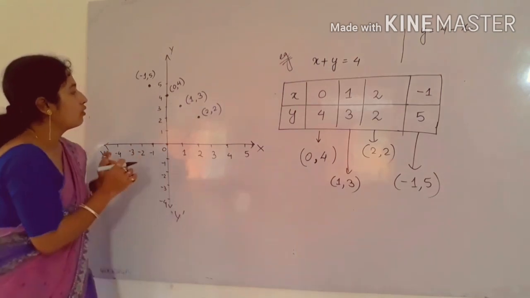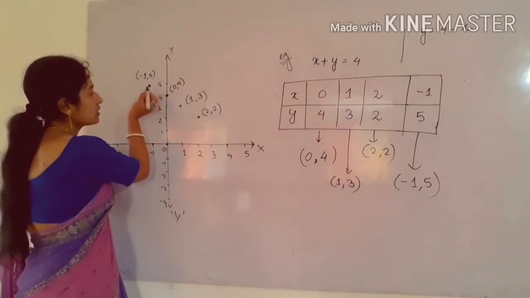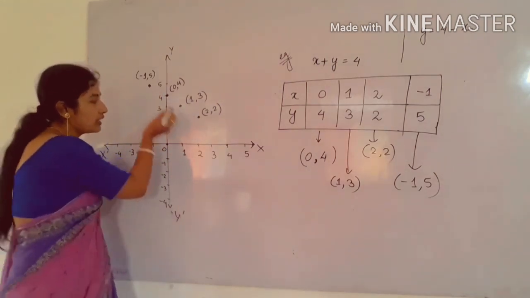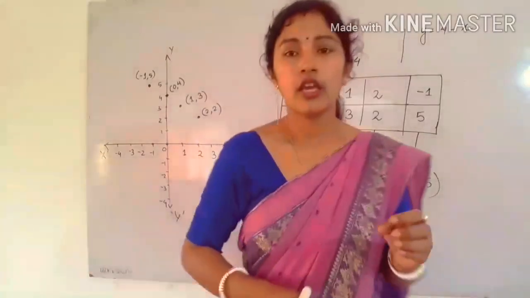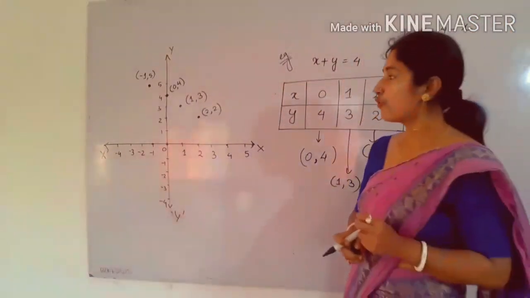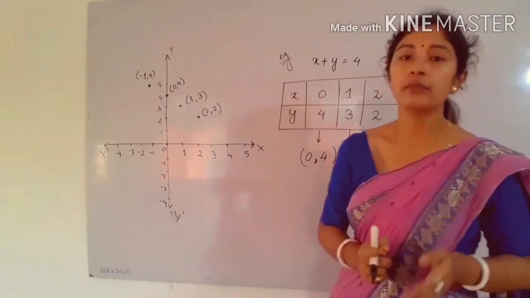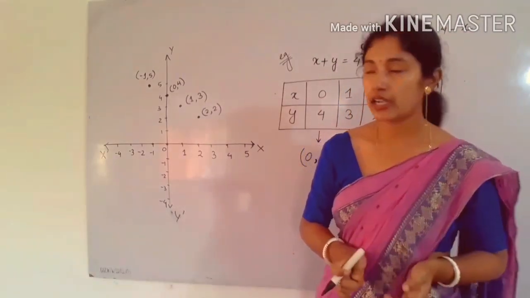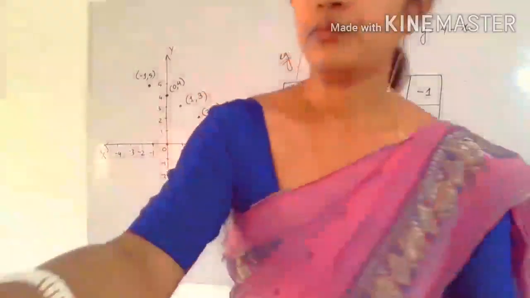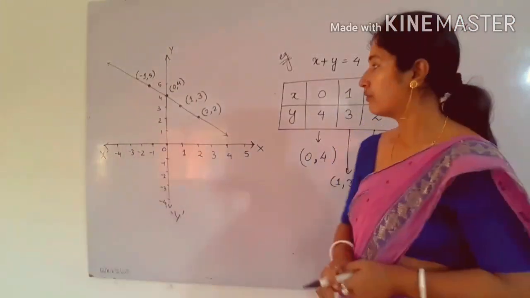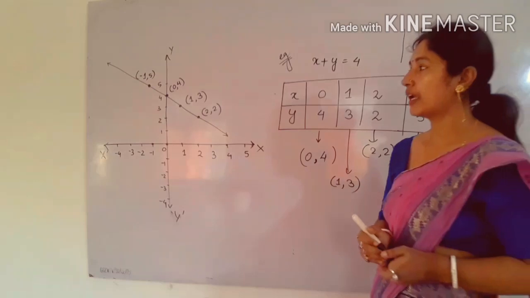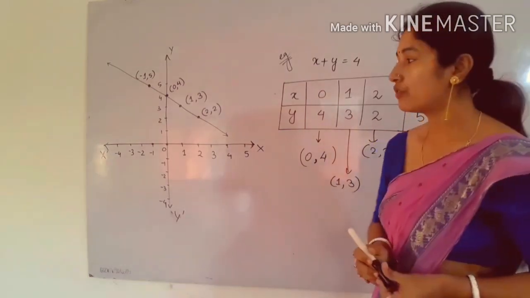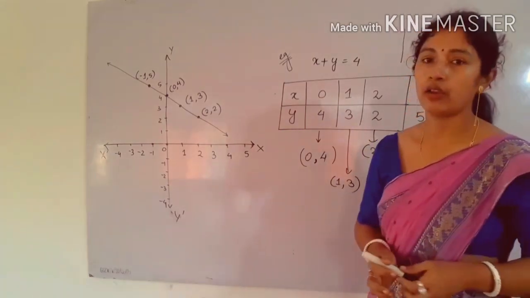So see now, what we will get? We get these set of 4 solutions. So see clearly what you got. If you join these 4 points using a scale and pencil, what you will get? Yes, you will get a straight line. That means linear equation represents a straight line.